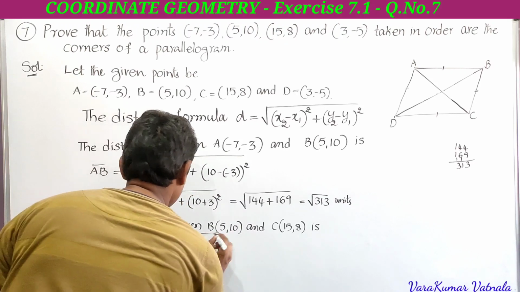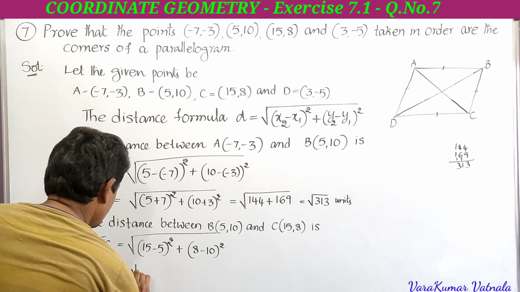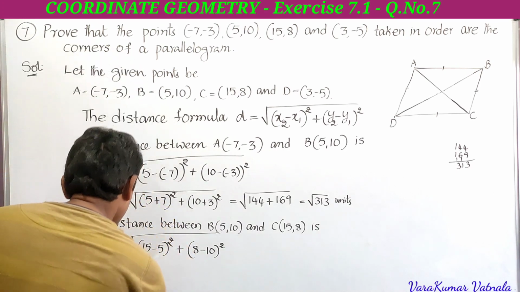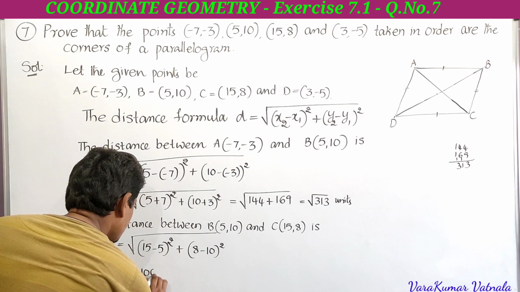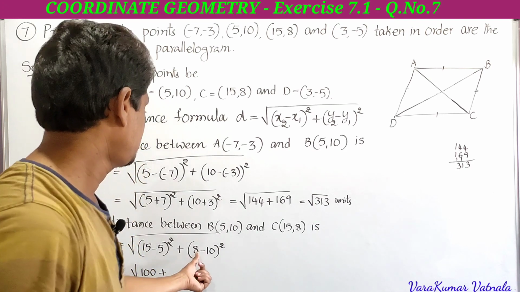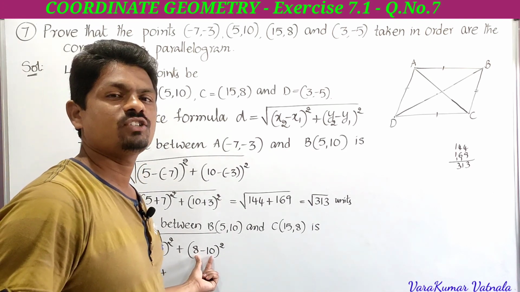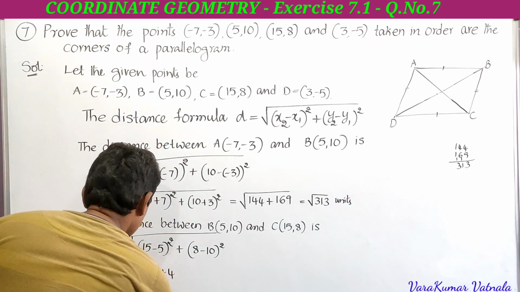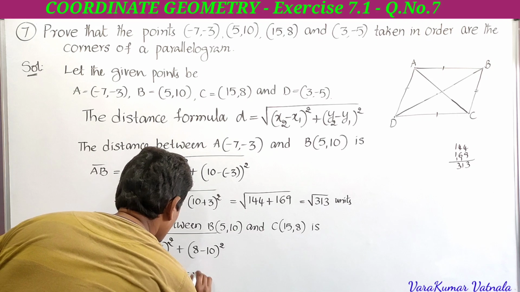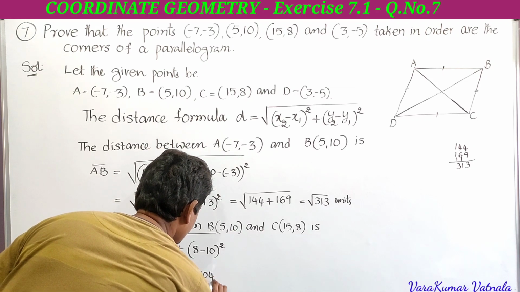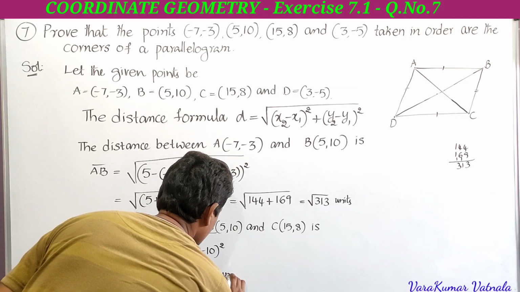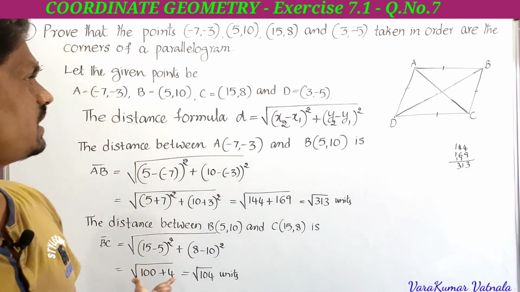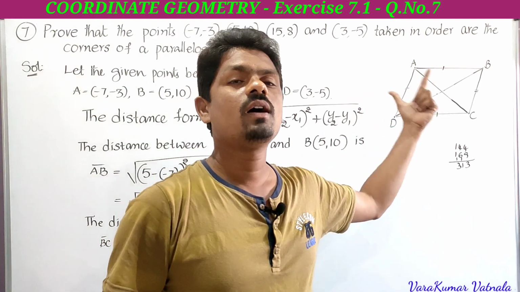Now we just have to simplify. 15 minus 5 is 10, 10 square is 100, plus 8 minus 10 is minus 2, minus 2 whole square is plus 4. So square root of 100 plus 4 is square root of 104 units. This is the distance between B and C, that is the length of BC.